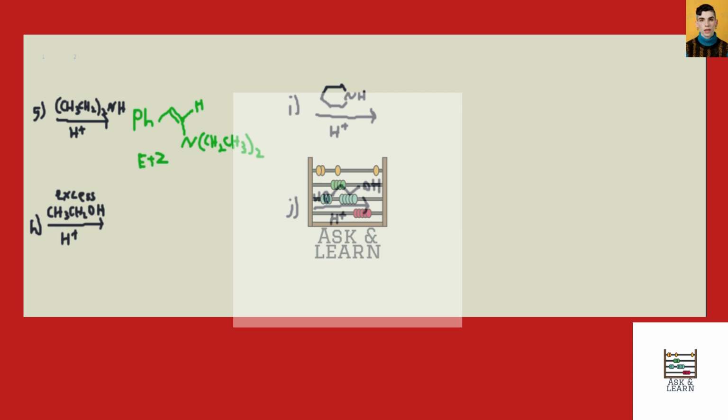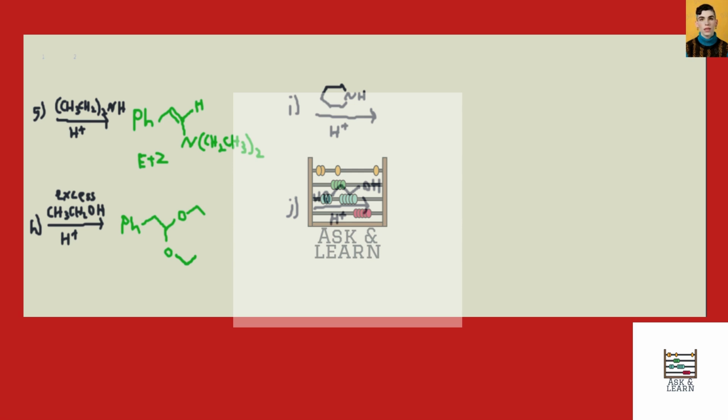For H, we're using excess methanol and some acid. And so we're going to form the acetal here. And that is going to look like this. So there is our acetal that we form.